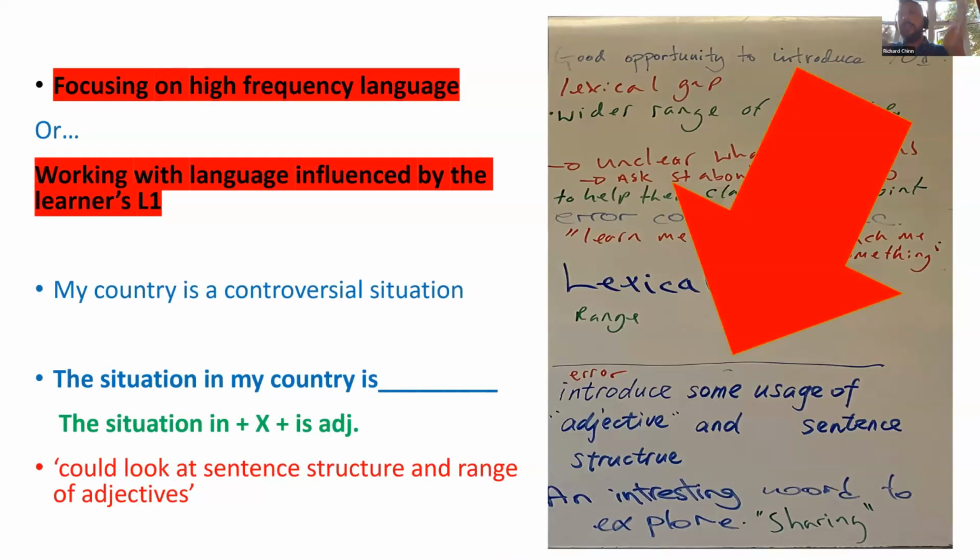And finally, this one I think is debatable. My country is a controversial situation. This could be L1 interference, or what the course participants, my trainees, were saying is that they thought it's quite a common structure to say the situation in X is adjective, and that it would provide you with an opportunity to explore a range of different adjectives as well. So remember, these are CELTA course participants. Two of them are currently studying an MA at King's as well.